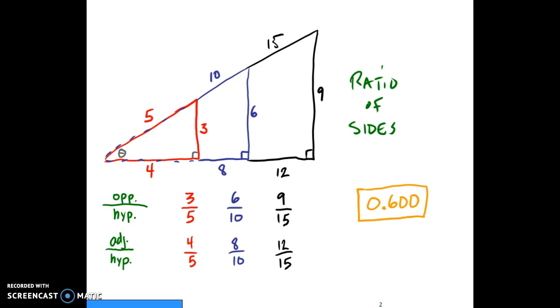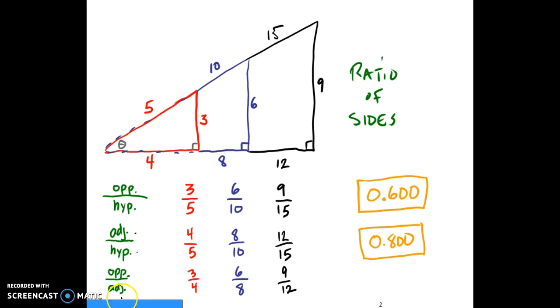Here are the ratios of the adjacent side over the hypotenuse sides for all three triangles. These all reduce to the same, and it's 0.8 in value. And finally, the opposite sides over the adjacent sides are these ratios, which are all equivalent to this decimal.